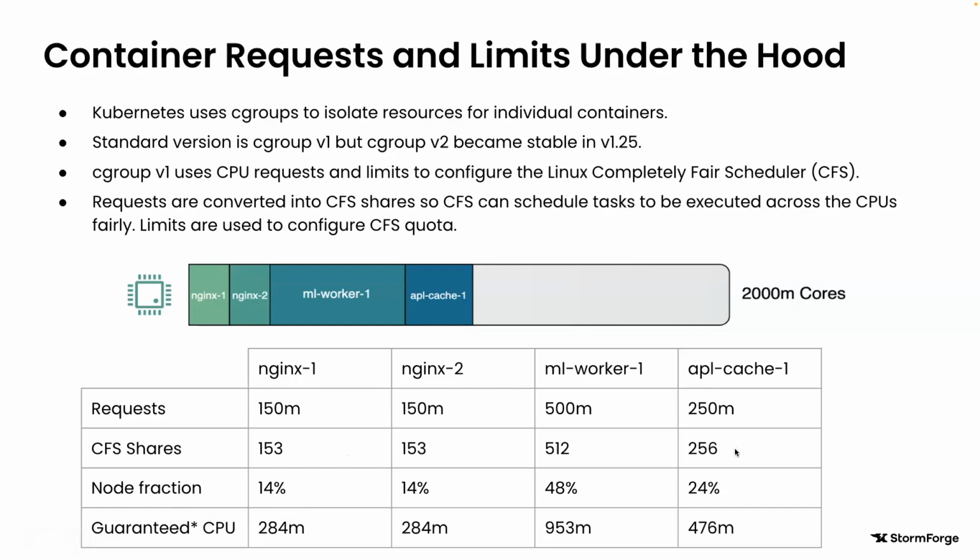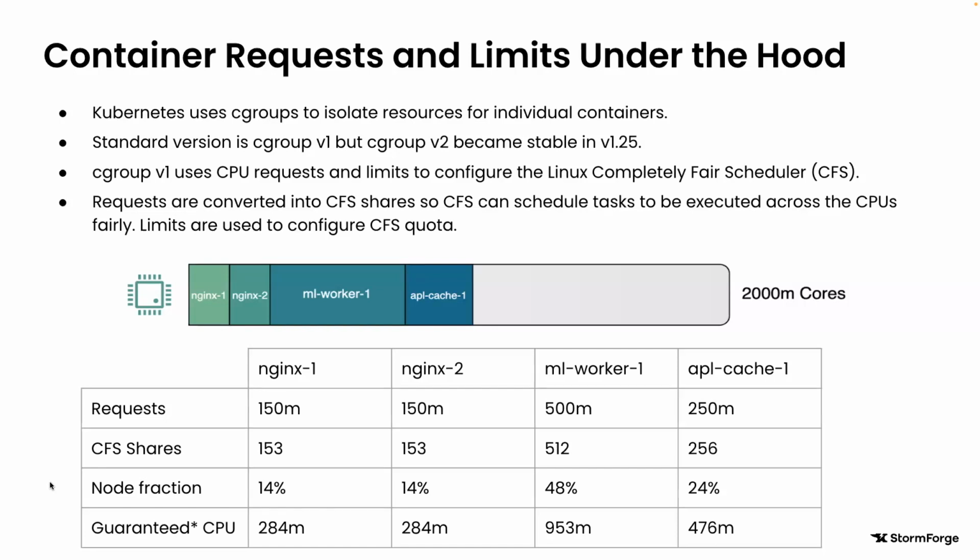If we were to sum up all of these CFS shares and figure out the fraction of the node that each one has, you're going to have 14% for the first 2, 48% for the machine learning, and then 24% for the cache. And then when you look at the actual guaranteed CPU each of those gets, you end up with numbers which are significantly more than the actual requests. So when it translates it, it's not direct. What it says is, okay, everyone, if the node utilization, if the requests were 2000 millicores, then if you requested 150, there's no free space on the node, you will get 150.